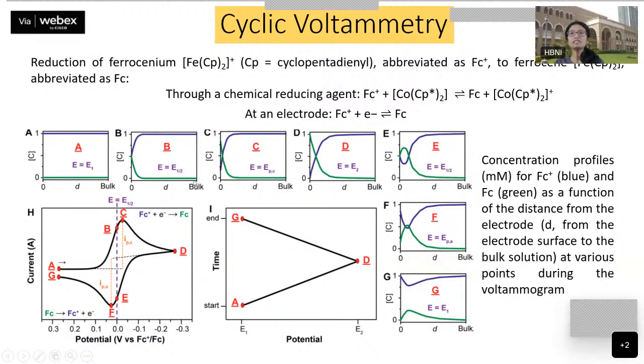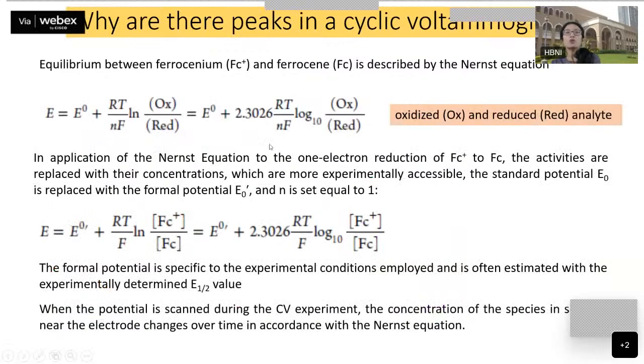And this D is basically the distance from the electrode, from the electrode surface to the bulk solution. With this, you can see how the concentration is changing at different points. The ferrocene as well as ferrocenium ion concentration keeps changing. And accordingly, you can see in the cyclic voltammogram there is a peak coming in. There is a state where a high current is coming in, and then a state where a low current is coming in. How to explain this? Why are there peaks in the CV plots?